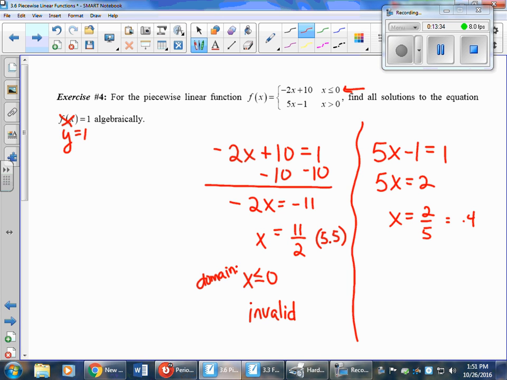So if we look, our domain here, just to remind ourselves, is x is greater than 0. So 0.4 is greater than 0, so this one is valid. So this solution is fine. And if you wrote it out just like that, you can even put here, this one is valid. It is within the domain restriction.